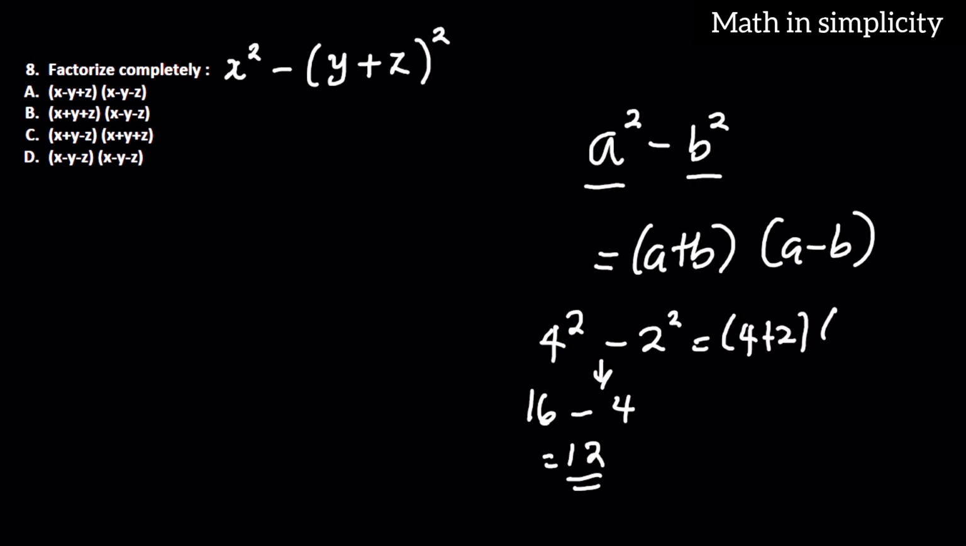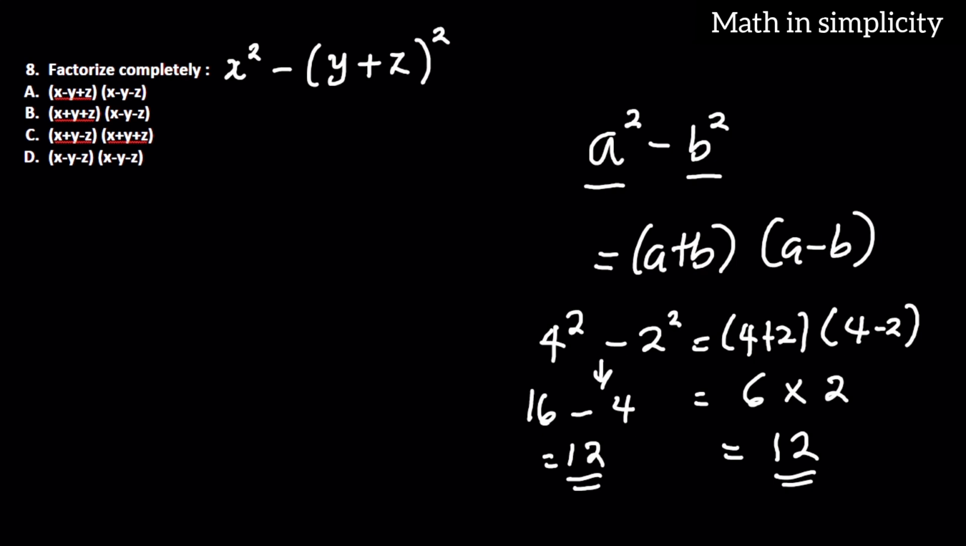So this is going to be 4 plus 2 bracket 4 minus 2. So 4 plus 2 is 6, sorry, not 8, it is 6, times 4 minus 2 is 2. And you see that 6 times 2 is 12. So using the difference of squares, we can easily simplify when we have 2 squares and we're looking for the difference.